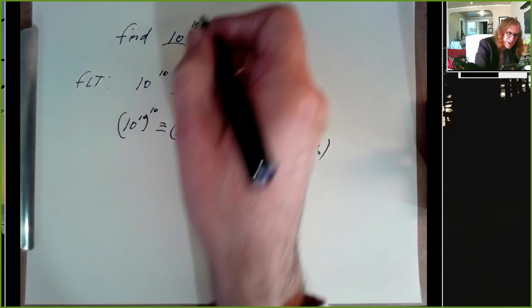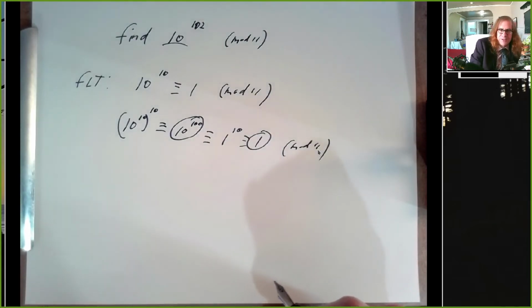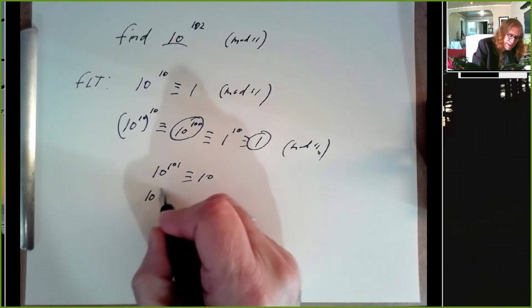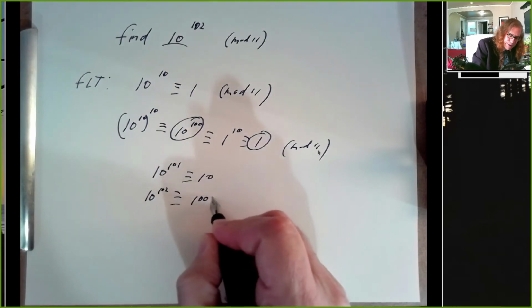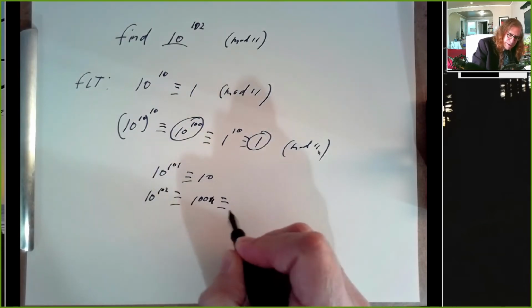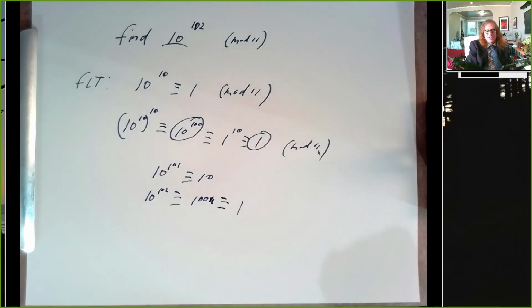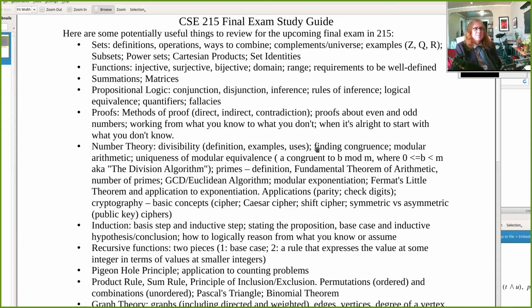And then, since we're trying to find 10 to the 102nd, I have to do two multiplications. So 10 to the 101st is congruent to 10. 10 to the 102nd is congruent to 100, which is still congruent to 1, because 9 times 11 is 99. So that's Fermat's Little theorem.